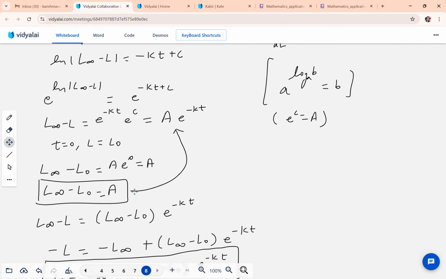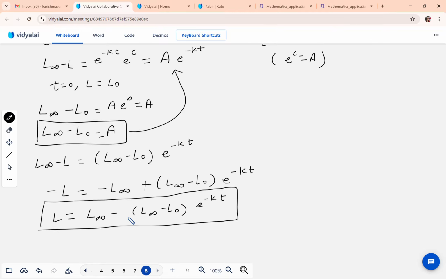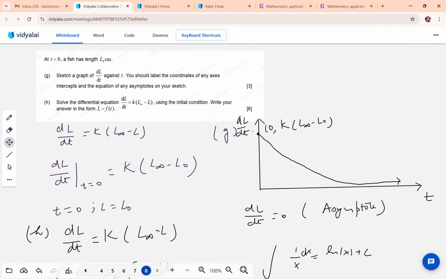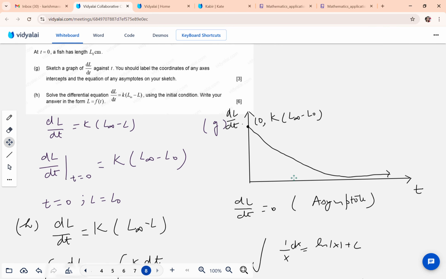Okay, fine. So here we used some rules related to the logarithm, because ln was there, and ultimately we get the answer for this. So that's all for this question. I hope that it is clear. Thank you so much.